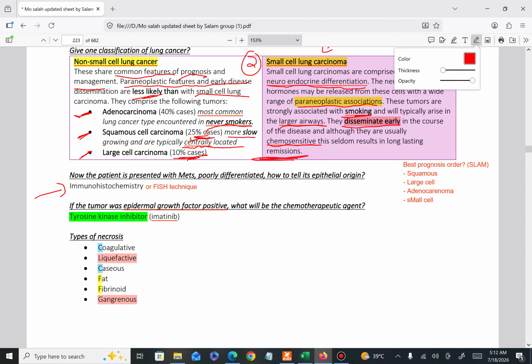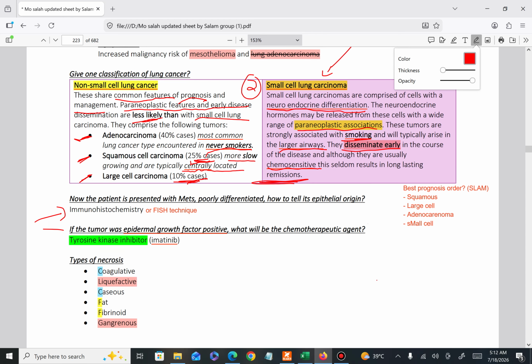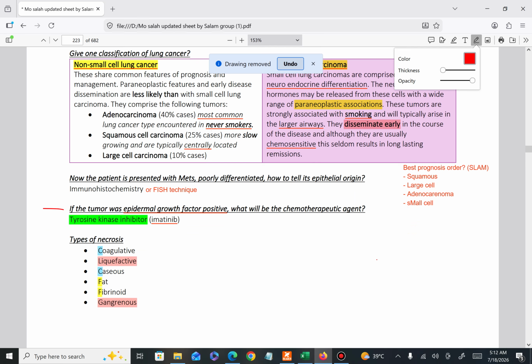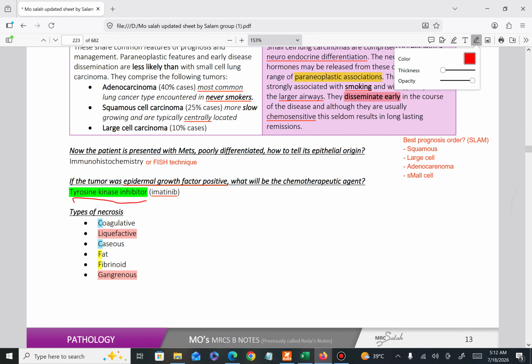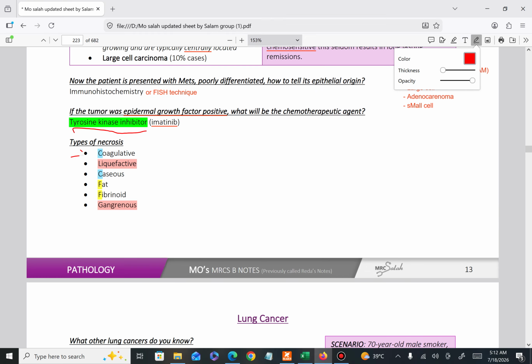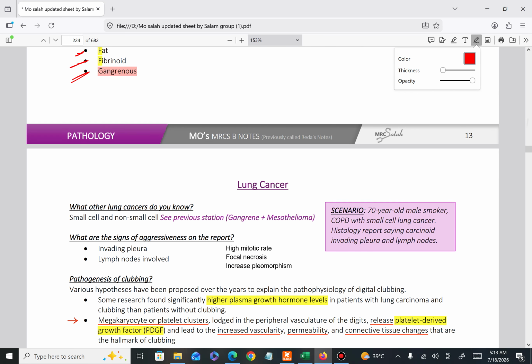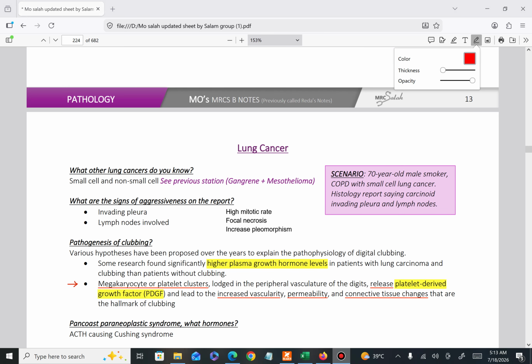Then if the tumor was epidermal growth factor positive, what will be the chemotherapeutic agent? Okay, so we will use the tyrosine kinase inhibitor. This is imatinib. Then the types of necrosis: the necrosis can be coagulative, liquefactive, caseous, fatty, fibrinoid, and gangrenous necrosis. Okay, now we will discuss the lung cancers.